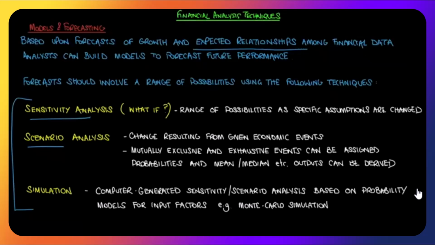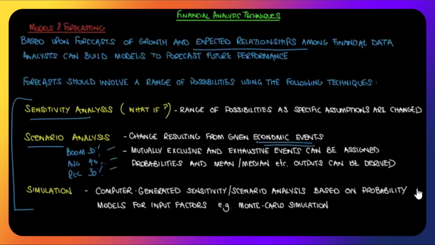As opposed to a scenario analysis where you're changing everything. Let's change economic events, the background. And if you have mutually exclusive and exhaustive events, you can give probabilities to them and calculate the mean or median output. For example, you might just say, look, the economy is either going to boom, be average, or be in a recession. 30% chance of this, 40% chance of this, 30% chance of this. Calculate my forecast for each. I can work out mean, median, etc.